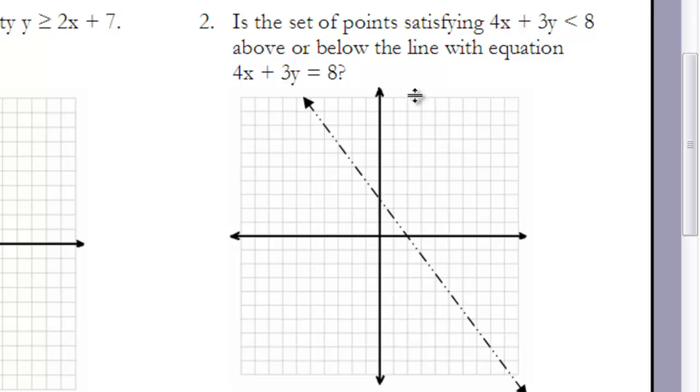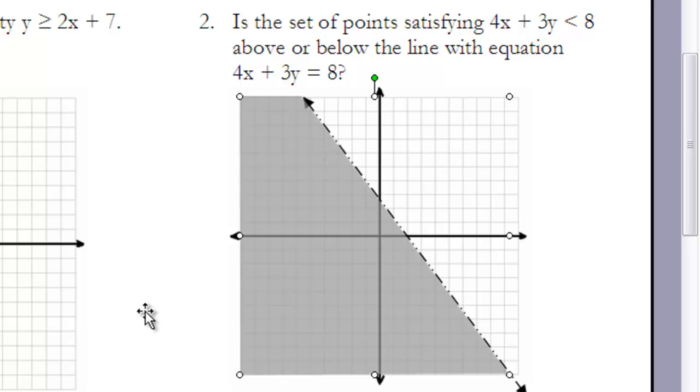So if I plug 0, 0 in here, 4 times 0 is 0, 3 plus 3 times 0 is 0. So the left side is 0. Is 0 less than 8? The answer to that is yes. Therefore, I'm going to shade the area that is below the line, or below and to the left of that line. So the answer there then would be all the values that are below the line. And then I've shaded in that area here on this graph.